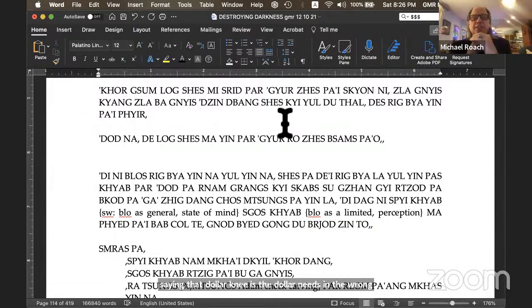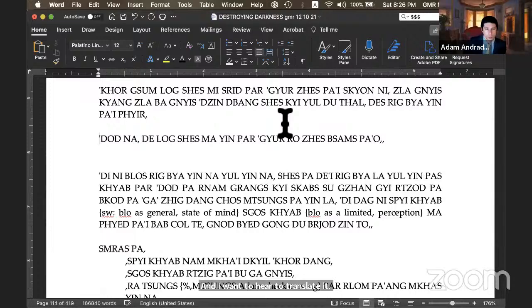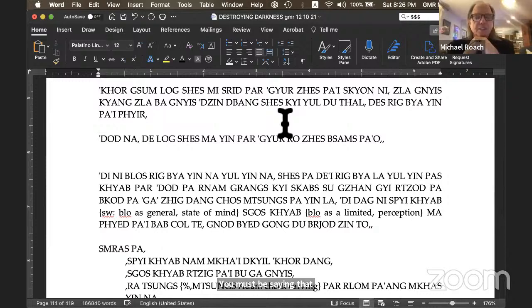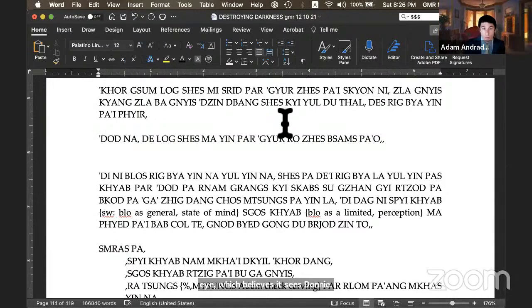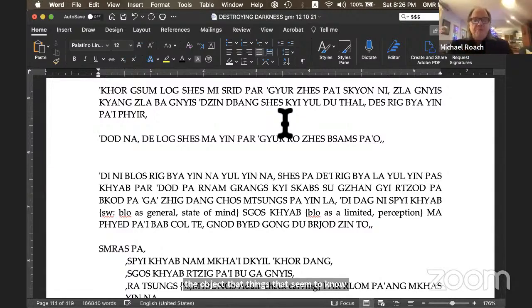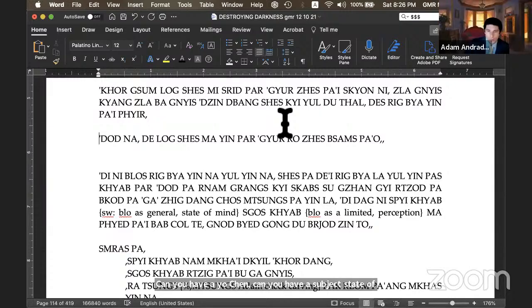Okay, I'll say it again, Adam, and I want to hear you translate it. You must be saying that the two moons are the object of the eye which believes it sees two moons. Yeah, you must be saying that the two moons are the object that thinks it's seeing the two moons. No, not even that. In other words, Adam, can you have a subject state of mind that doesn't have an object? No. You can, because you can see two moons.